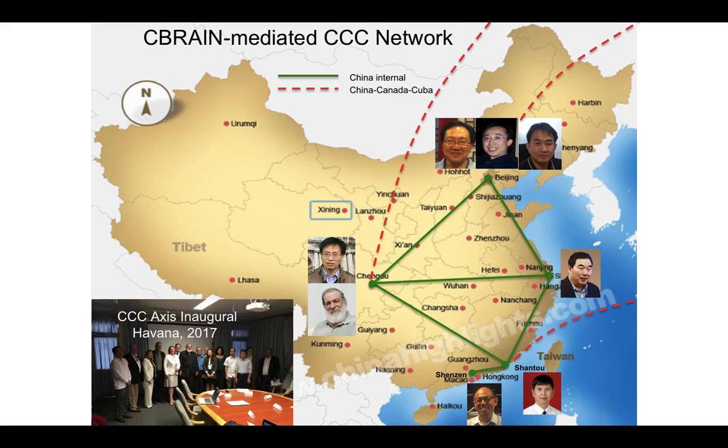In the Chinese context, CBRAIN and our colleagues in China have been working with colleagues in Cuba as part of the so-called CCC, or China-Canada-Cuba network. This was inaugurated back in 2017. This is a brainchild largely of my colleague Pedro Valdez Sosa, who is of Cuban origin, but also has a lab in Chengdu in China. He and I have been working together for some 20 years, so we joined forces to establish the CCC network, which allows us to take advantage of the tools I've been describing to process large amounts of data and share large amounts of data.